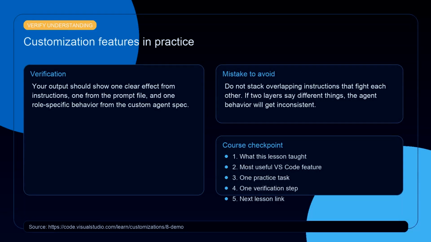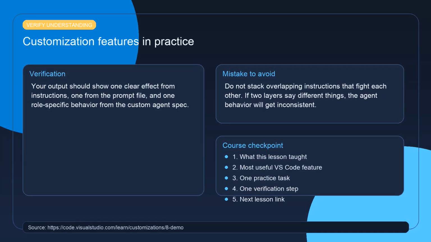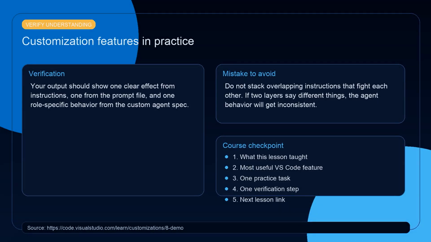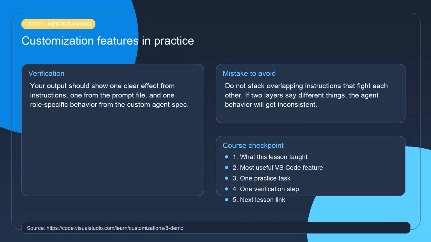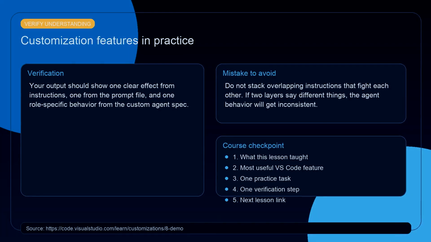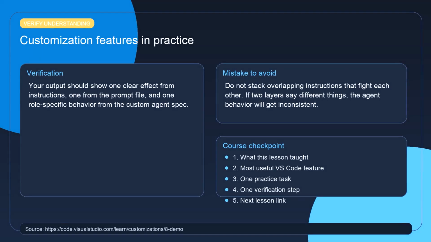Your output should show one clear effect from instructions, one from the prompt file, and one role-specific behavior from the custom agent spec. The mistake to avoid: do not stack overlapping instructions that fight each other. If two layers say different things, the agent behavior will get inconsistent. The 3 takeaways are: use the feature.